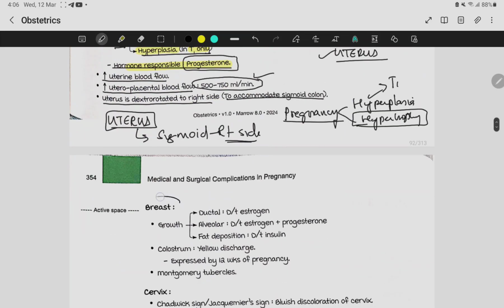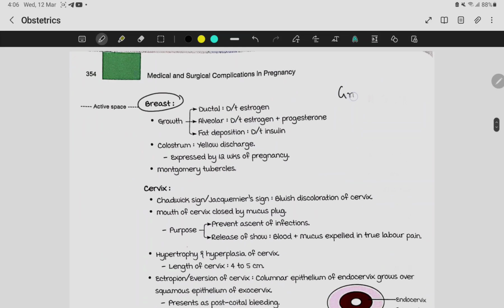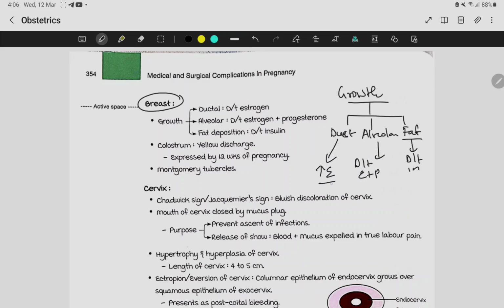Coming to the breast, there is growth of all three components of the breast. The first one is the ductal component, then the alveolar or lobular component, as well as the fat. The fat deposition is due to insulin, whereas the alveolar is due to estrogen plus progesterone, and the ductal is mainly due to increased estrogen. So that's about the growth of the three components.